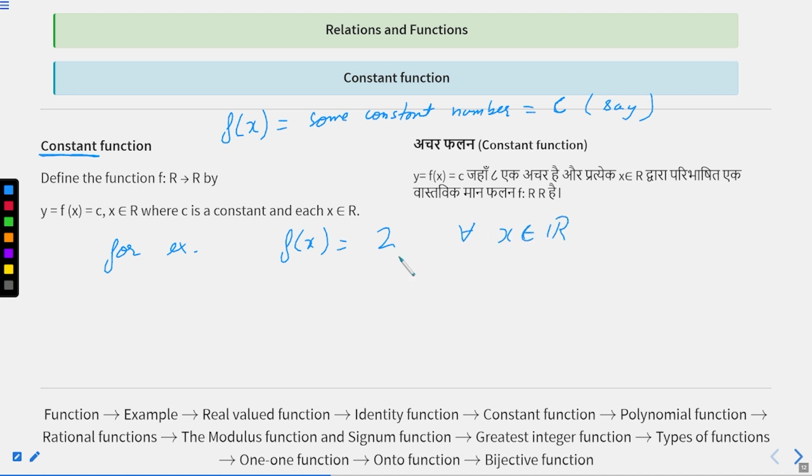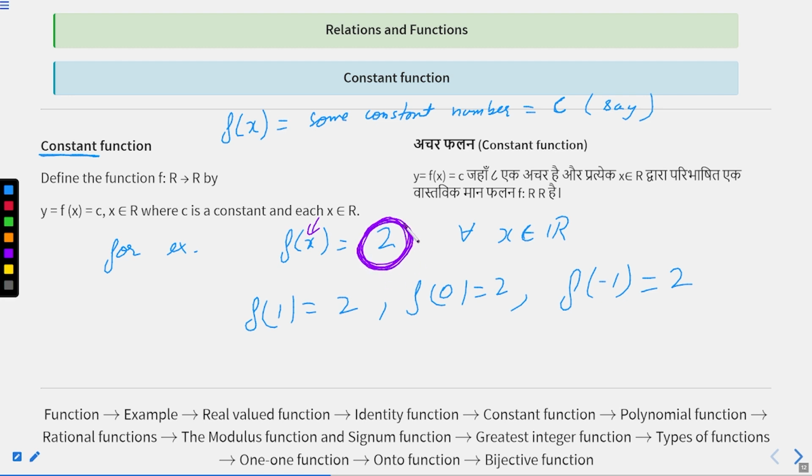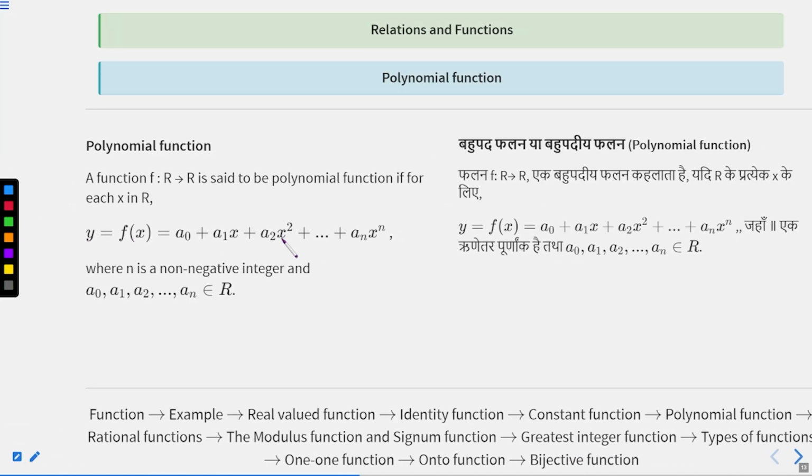So this is my constant function, because when you put f of 1, what will you get? 2. When you put f of 0, what will you get? 2. When you put f of minus 1, what will you get? 2. You put any real number x, the output will always be the same, the constant number 2. That's why we use the name constant function. I hope that it is clear to you. Okay, let's move to next.